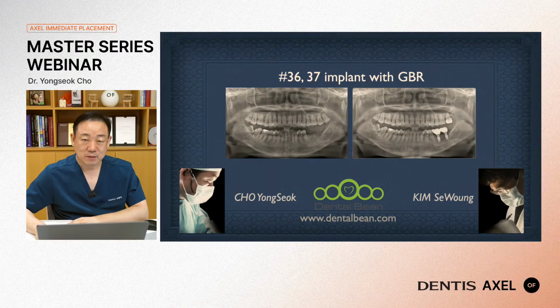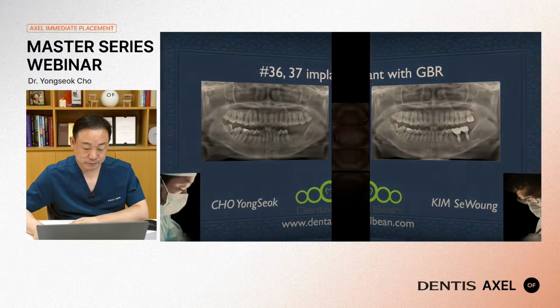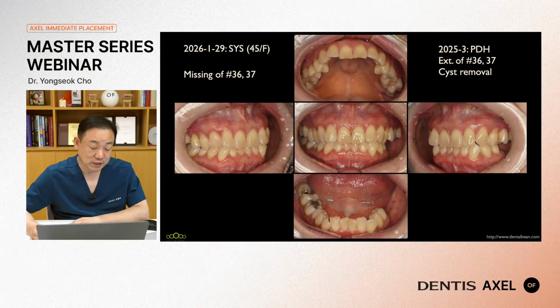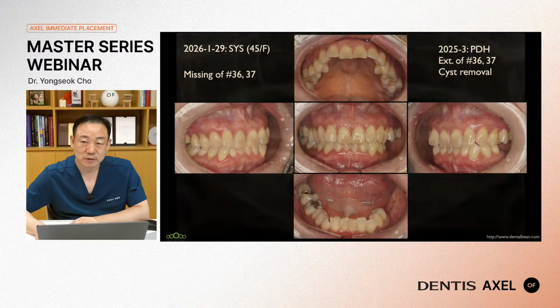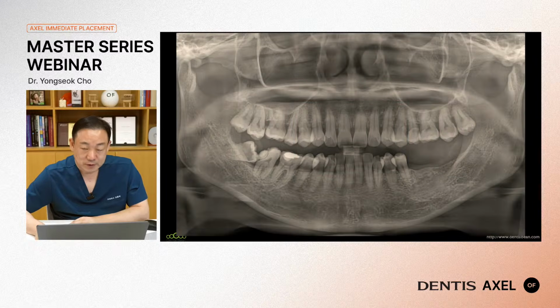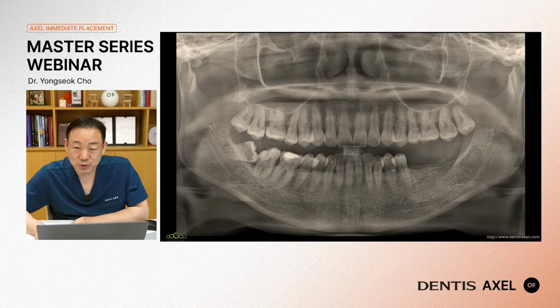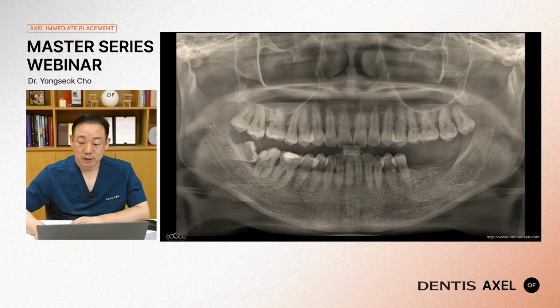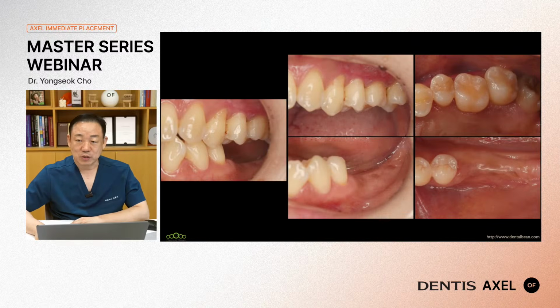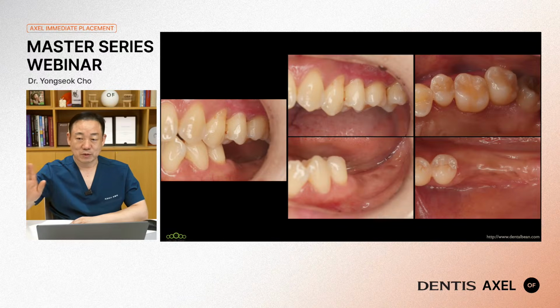This is another late implant case which performed GBR together. The patient had teeth extracted because of a cyst at that area on the left mandibular molar site 10 months ago. Now this is a completely healed condition on the left mandibular molar site. In panoramic view, bone height looks good, and the intraoral picture shows buccal bone resorption.